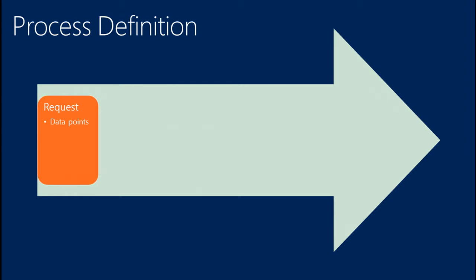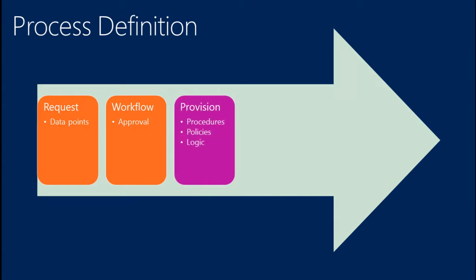There's going to be some data points that you need to collect as part of that request. What's the username? What's the group name? What site is it in, for example? Then often there's a workflow. There's something that has to happen to approve that request. That's not always the case, but we'll just assume there's some kind of workflow in many requests. And then there's a process of executing that request, of provisioning it.